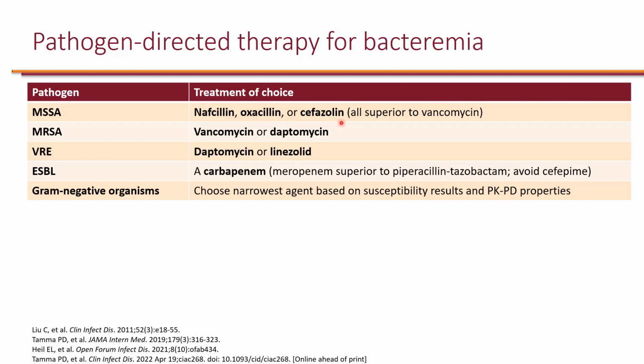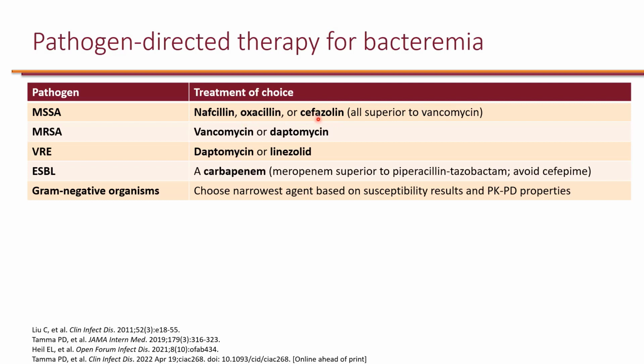They are all superior to vancomycin for definitive treatment of MSSA bacteremia because they have mortality benefit. So, if patients receive vancomycin for pathogen-directed MSSA bacteremia, they're more likely to die compared to receiving these.